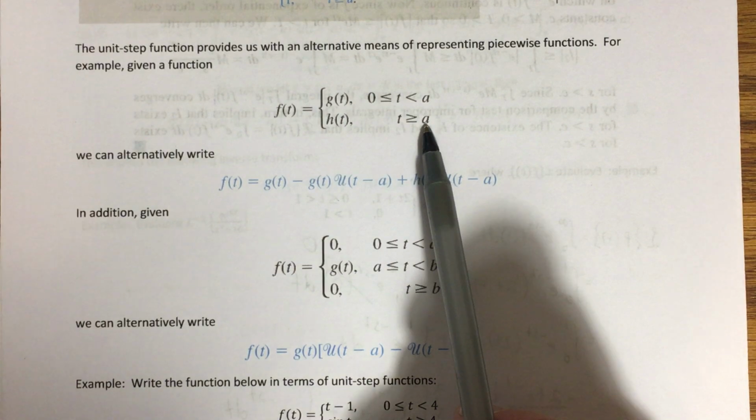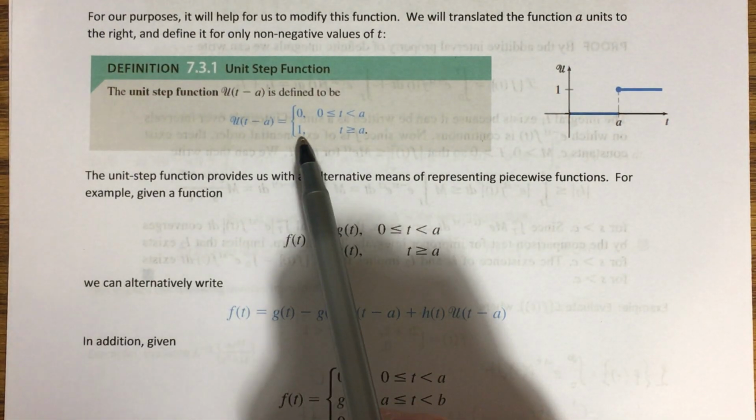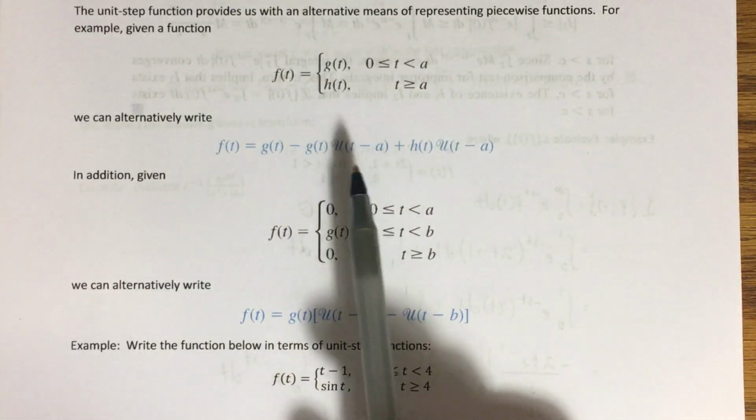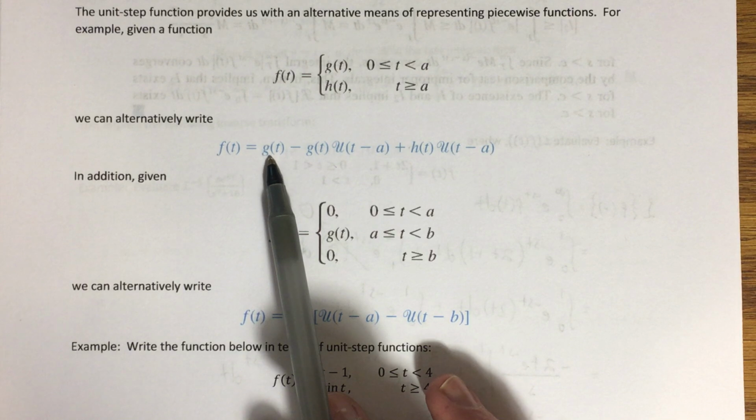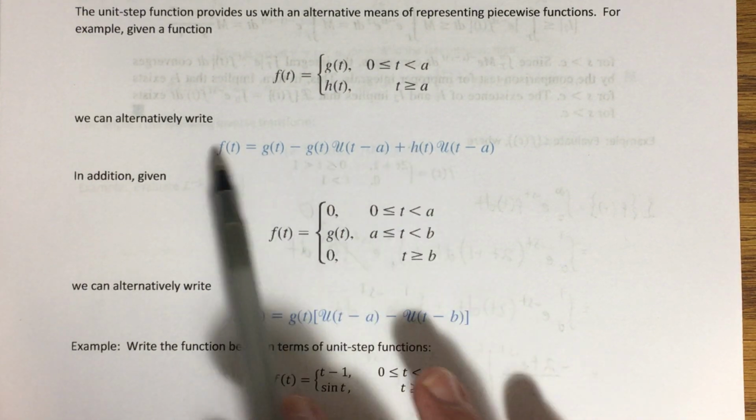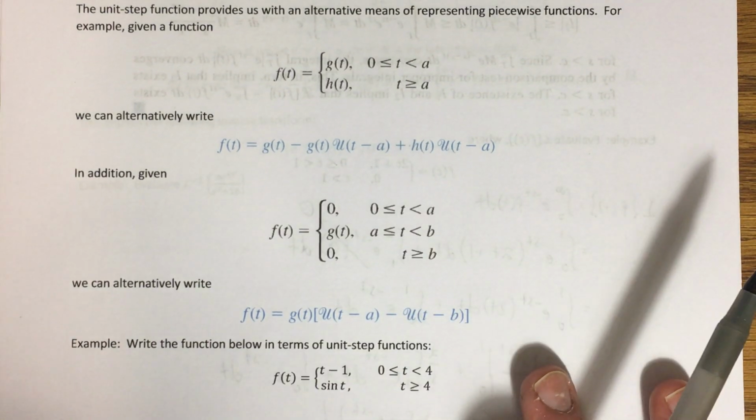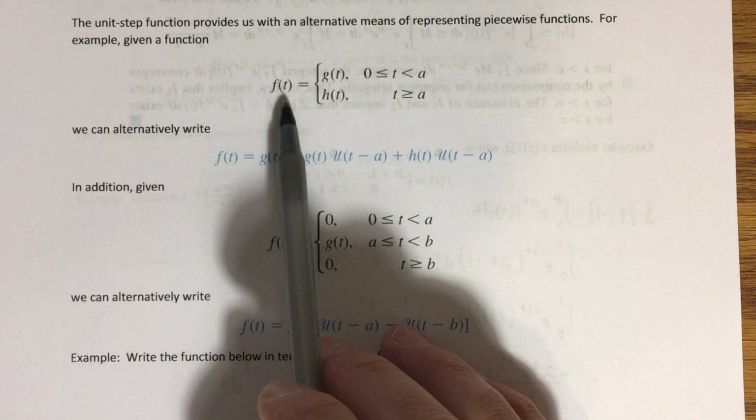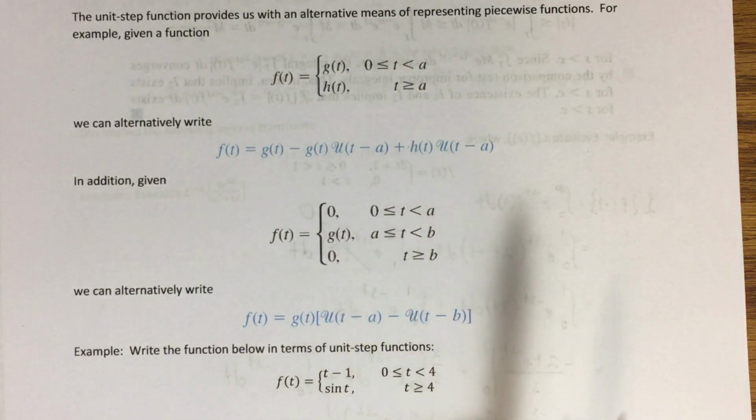What happens when t is greater than or equal to a? In those cases, our unit step function will equal 1. Plugging a 1 in for the u of t minus a's down here, we end up with g of t minus g of t, which is 0, plus h of t. So this just becomes f of t equals h of t when t is greater than or equal to a. This comes out to be the same thing as our piecewise function, but now we can represent it using an alternative notation.